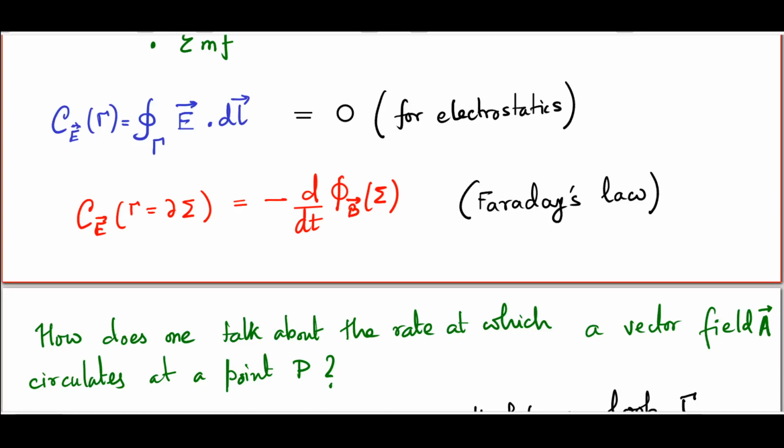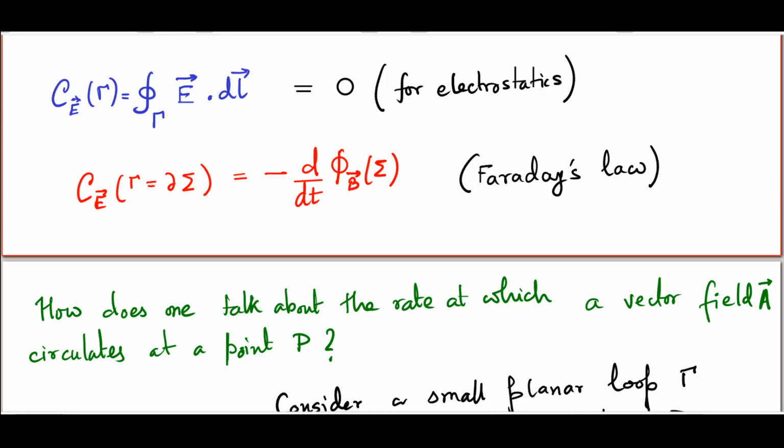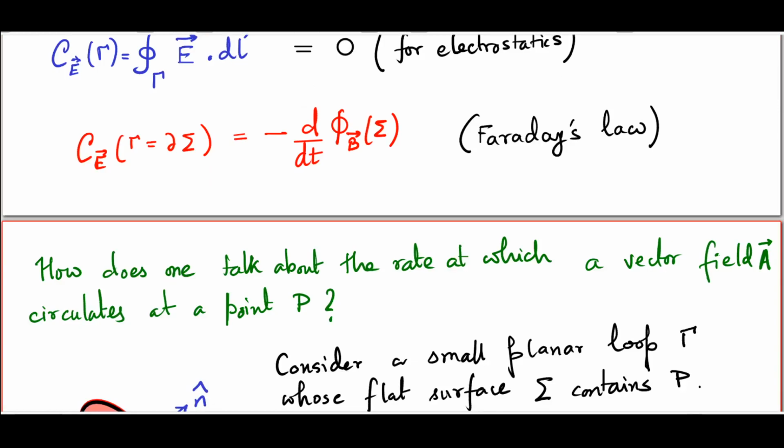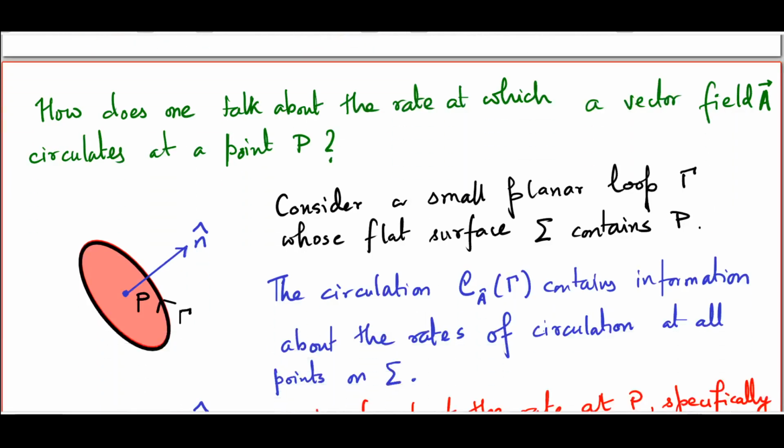And in order to do that, we will start first with a very special kind of loop. This is a small planar loop gamma whose flat surface sigma, thus, after all, if it's a planar loop, there is a flat surface which is bounded by this loop, and this flat surface contains a point P, as shown in this picture. The circulation of the vector field A about this particular loop gamma, CA gamma, contains information about the rates of circulation at all points on this surface sigma, which is bounded by gamma. Not just at the point P, but it would of course also tell you what the circulation is like everywhere on this surface sigma.